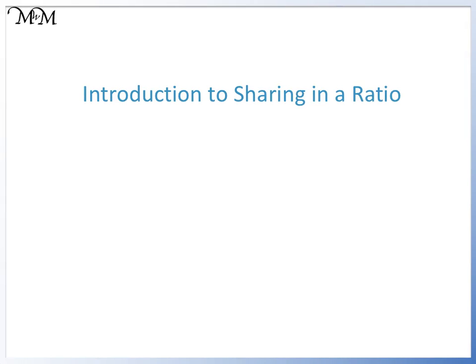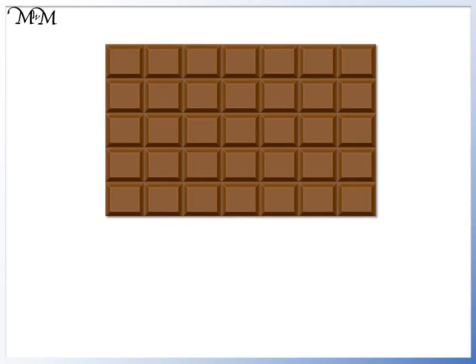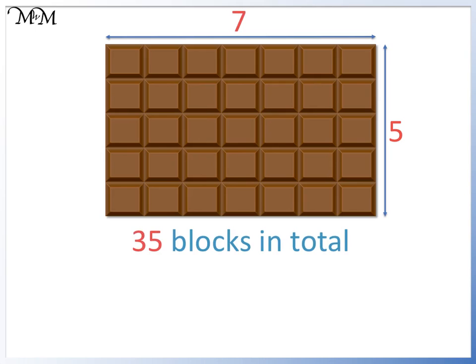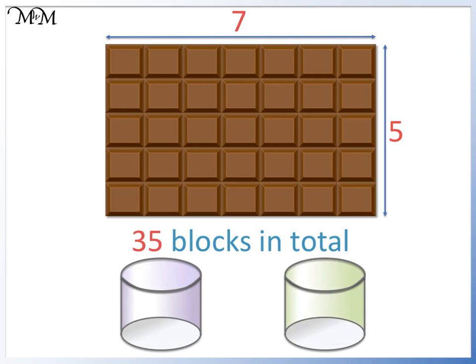Hi and welcome to our lesson on introducing sharing in a ratio. Here we have a bar of chocolate. It measures 5 blocks by 7 blocks, which gives us a total of 35 blocks of chocolate. We want to share the chocolate between 2 people.